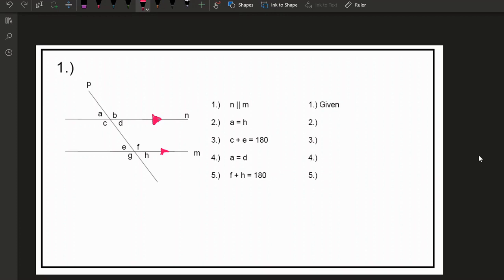So the first thing that it says is A is equal to H. A is equal to H. So I want to look at those and say, why are those two congruent? Well, the lines are parallel. A is congruent to H. That is because they're on the outside and they're on opposite sides of the transversal. Those are alternate interior angles.